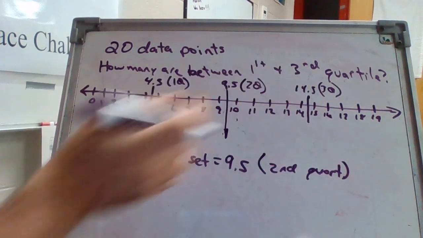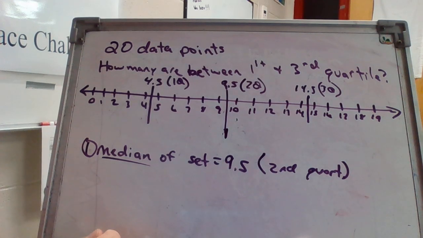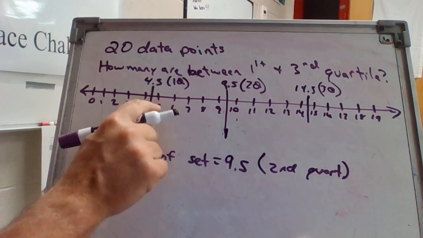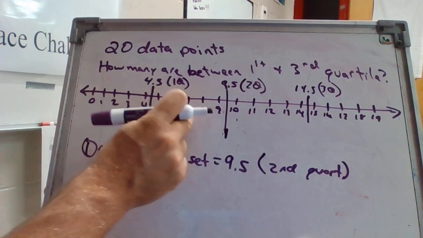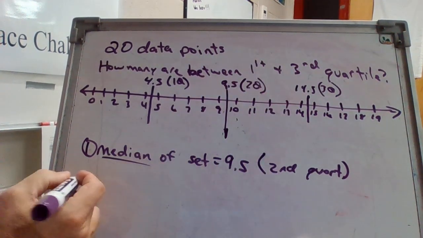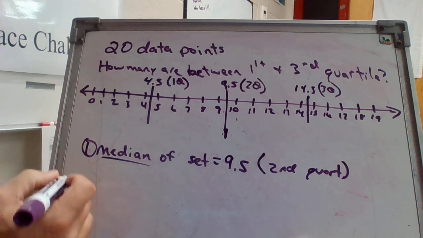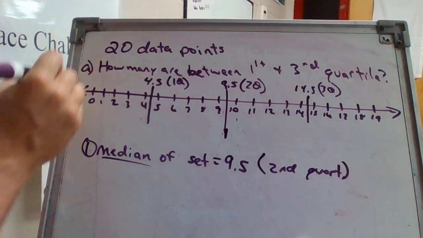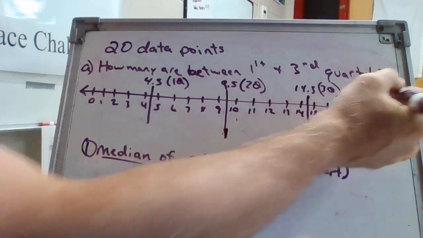14.5. So they're asking you how many of the values in this set are between the first and third quartile? Simple. You got the first quartile, third quartile. Just count what's in between. 1, 2, 3, 4, 5, 6, 7, 8, 9, 10. 10. That's it. So this is A, your answer is 10.